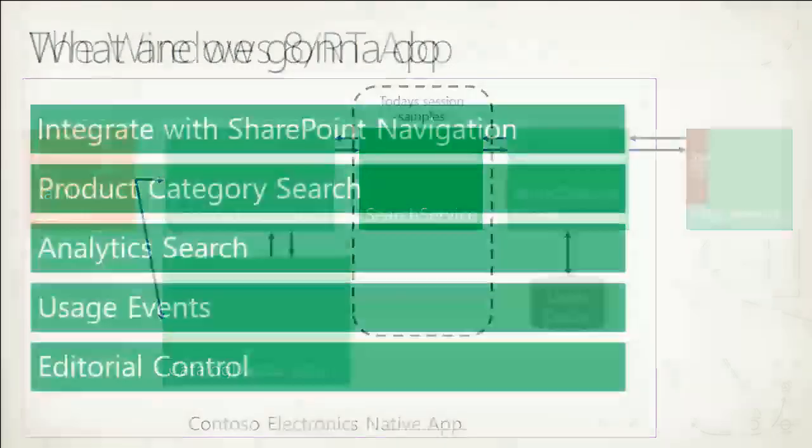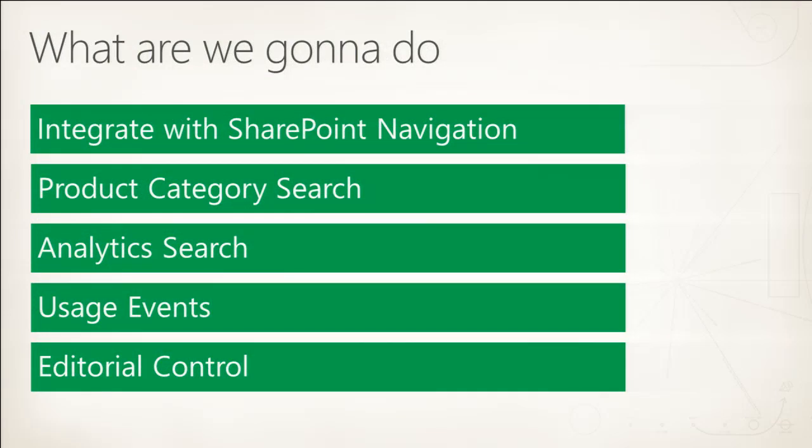Good. I already mentioned we are first going to integrate with the SharePoint navigation. We want to get the navigation out of SharePoint to display our navigation in our app. Then we want to do a product category search, basically just get the items back on a certain category. If we navigate into laptops, for example, we only want to get laptops. But we also want to have the whole navigation available on our device.